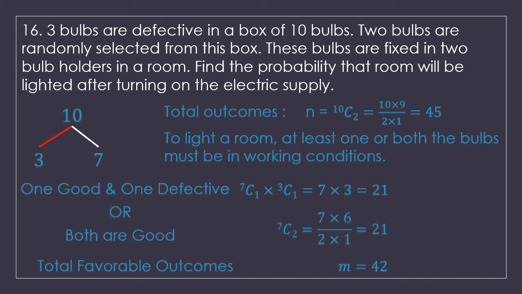Remember, whenever the word or is used in between the events, we add both of those events, because we can't combine these events with multiplication, because these events can't happen simultaneously, rather one or the other can happen. So right now the total favorable outcomes are 42. When we put it into our formula of probability, it becomes 42 upon 45, and dividing the numerator and denominator by 3, we get 14 upon 15. So the probability that the room will be lighted is 14 out of 15 times. Quite a huge probability if you ask me.